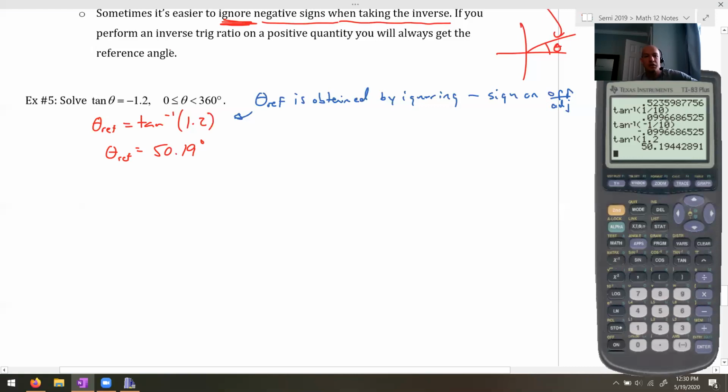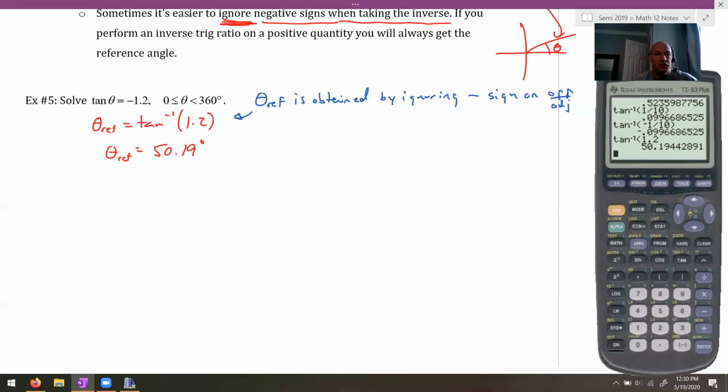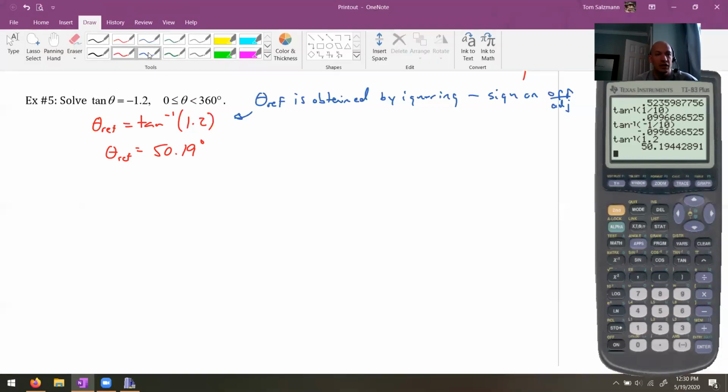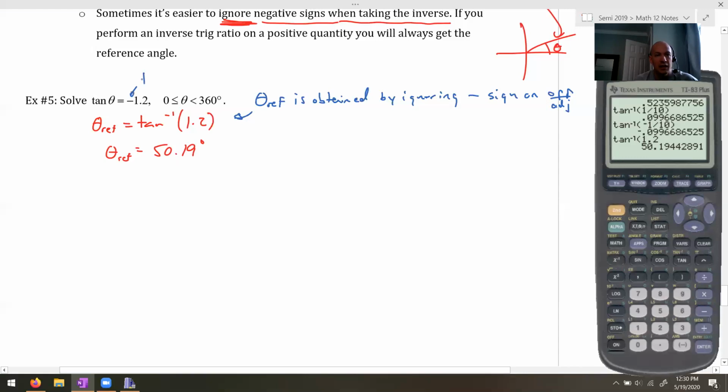degrees. Okay, so that's about roughly what I expected given the ratio of opposite to adjacent. The opposite is a tiny bit bigger than the adjacent because the ratio is a bit bigger than 1. So that's my reference angle. Now, of course, this negative sign tells me tan is negative in quadrant 2 and quadrant 4.